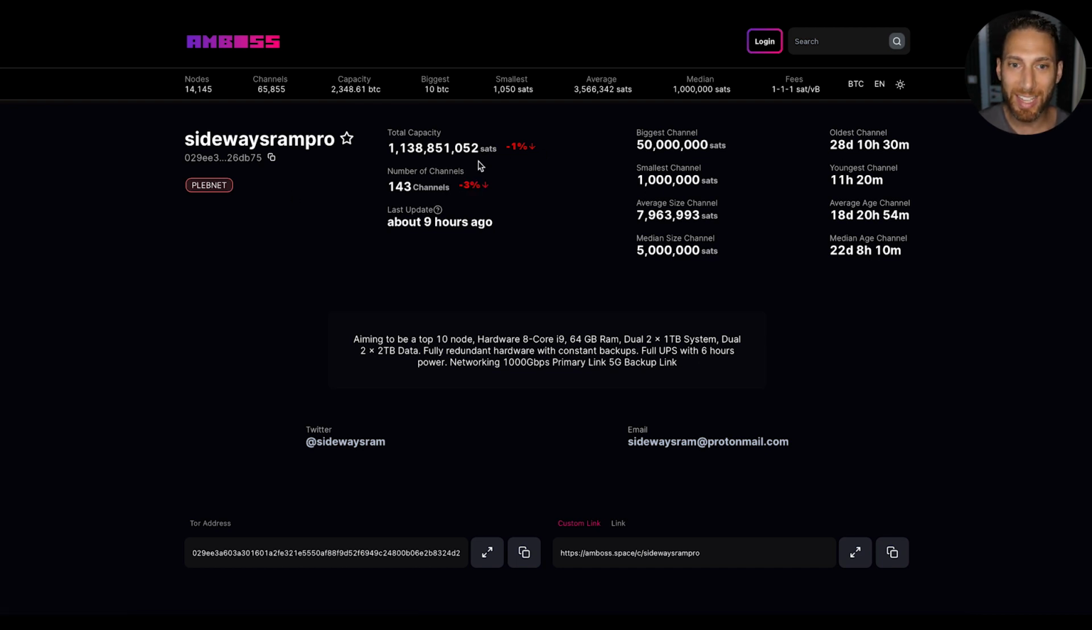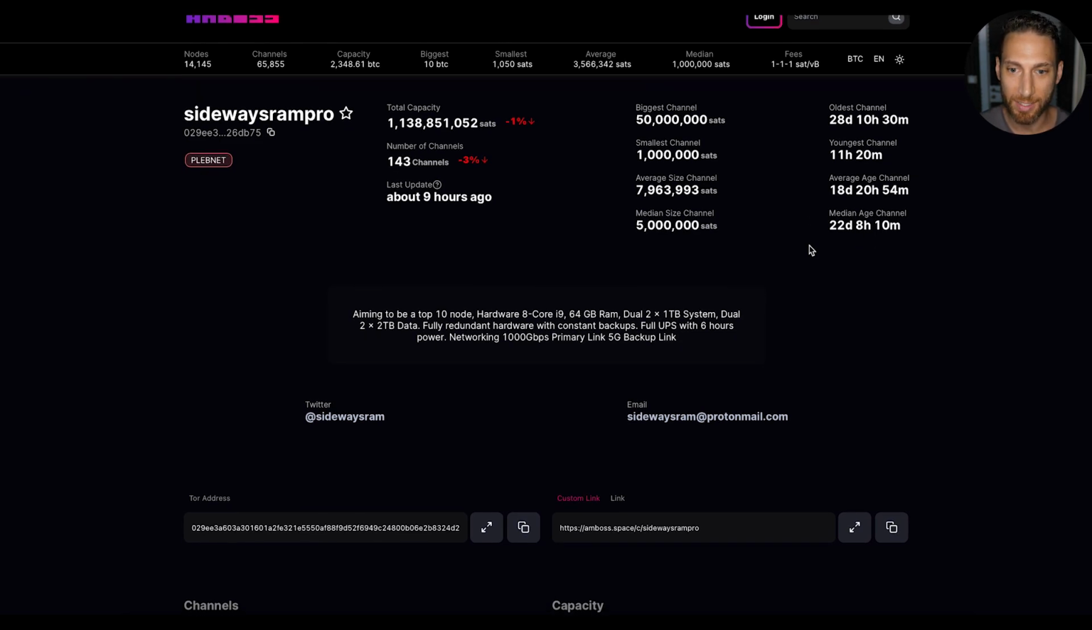The first thing you'll notice is we have an entire summary of all his different capacity, how many channels, when he was updated, his biggest channel, his smallest channel, the average size channel. These are powerful different metrics to understand the growth and capacity of a particular Lightning Network node, but they're not particularly unique, and they are offered in 1ML in various different places.